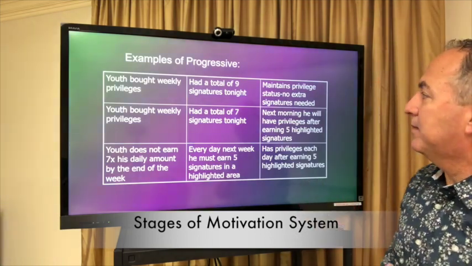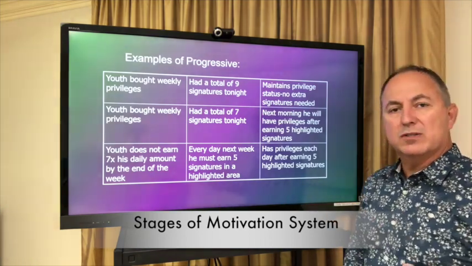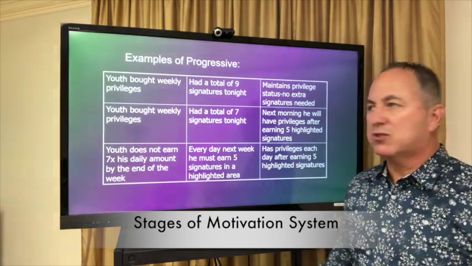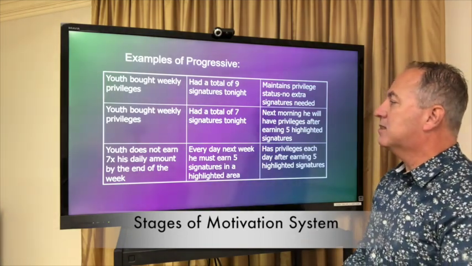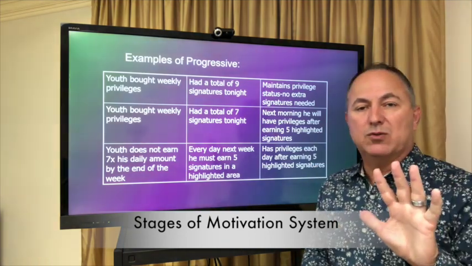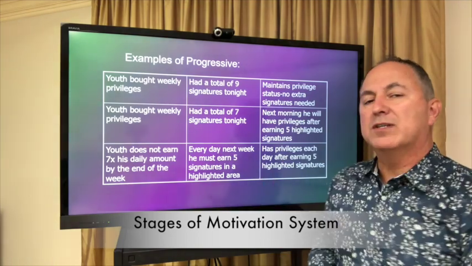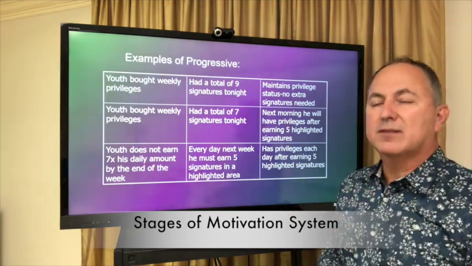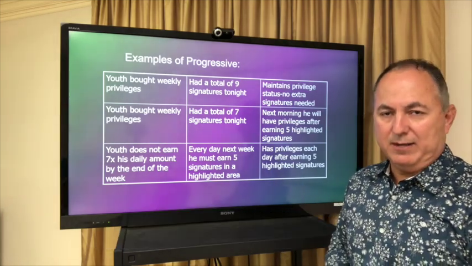It looks something like this. If a youth had 9 signatures at the end of the day and had a daily goal of 10, they maintain their privileges the next day. There's no extra signatures needed. But if the youth had 7 signatures at the end of the day on this weekly system, then the next morning they're going to have 5 highlights on their card before they can access their privileges. Again, if the youth doesn't hit their weekly goal, then every day for the following week they're going to have 5 highlights on that signature card in order to access their privileges one day at a time.